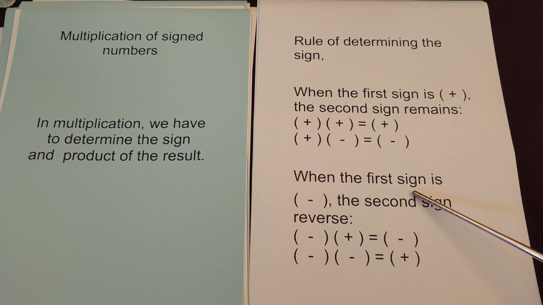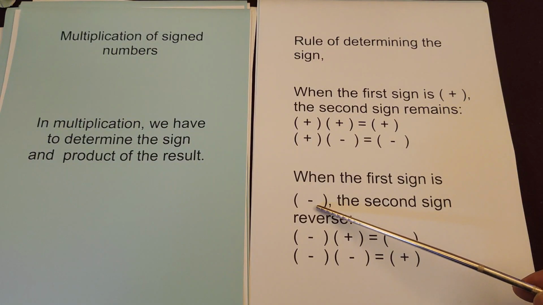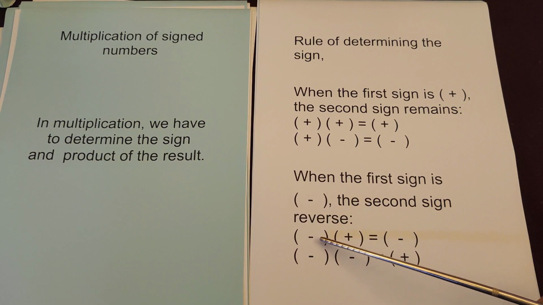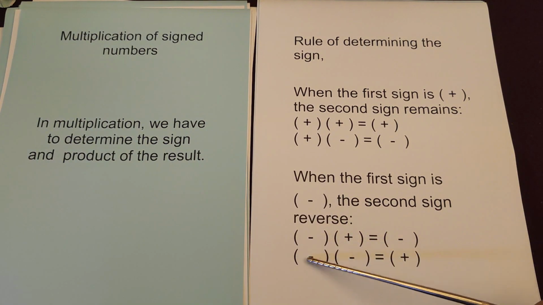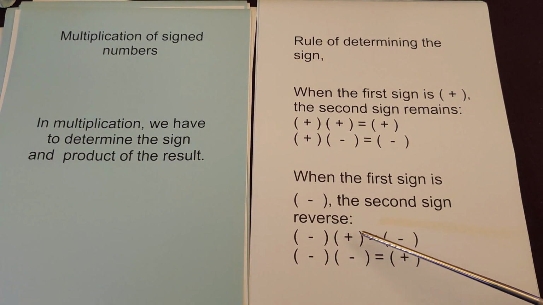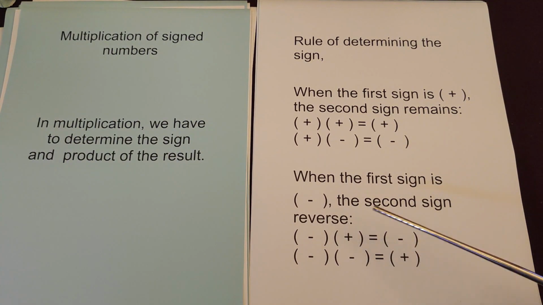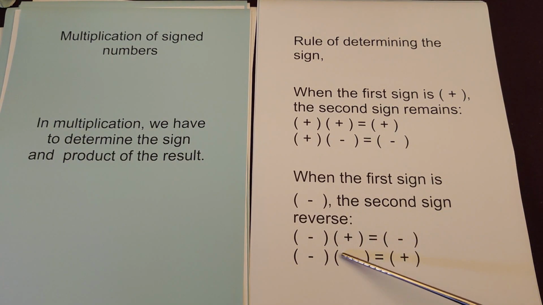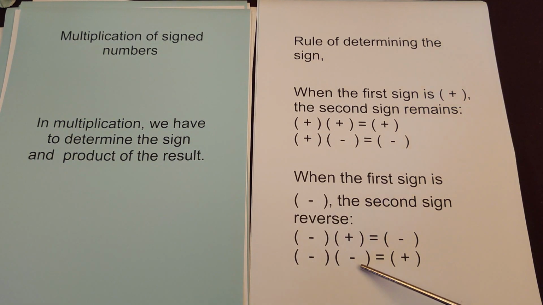Okay, when the first sign is negative here, then the second sign is reversed. When the first sign is negative, the result is the reverse of the second sign, from positive to negative, or from negative to positive. Or we can take it this way. If the two signs are different, then we have a negative sign as the result. And if we have the two signs the same, then we have a positive sign for the result.